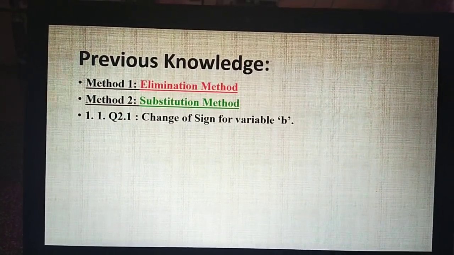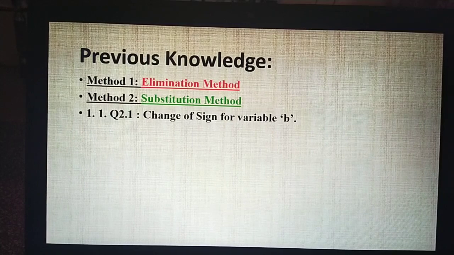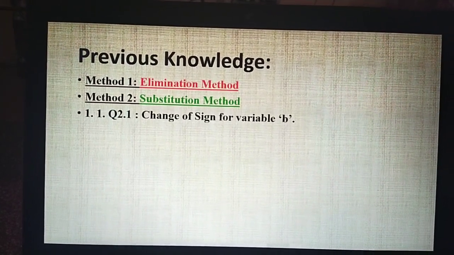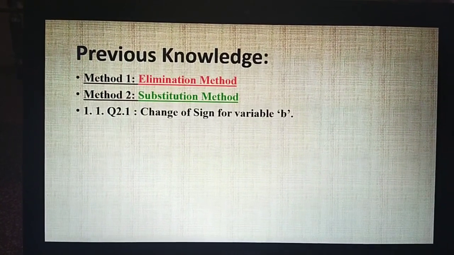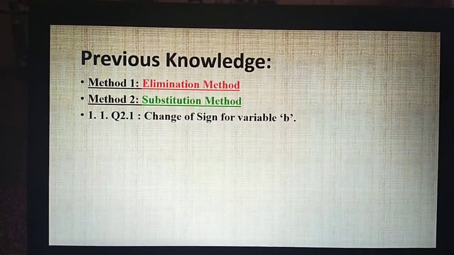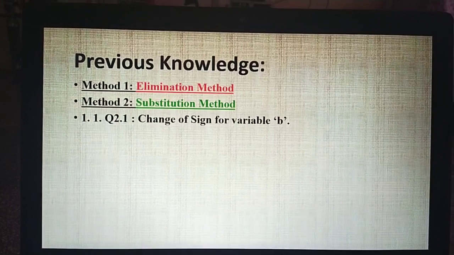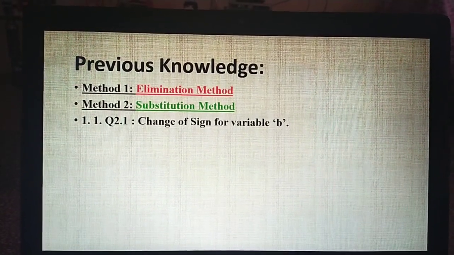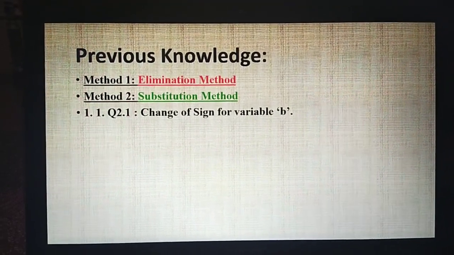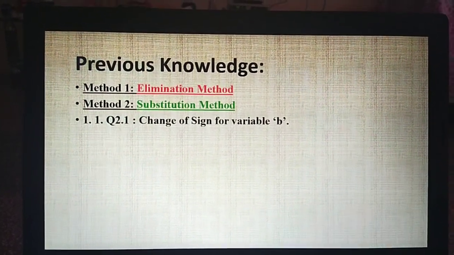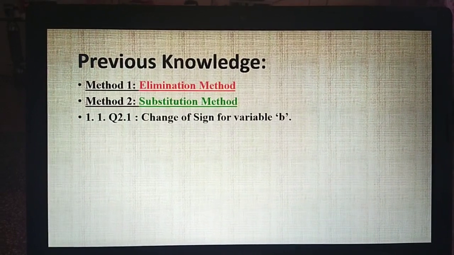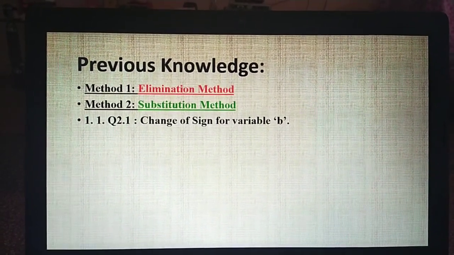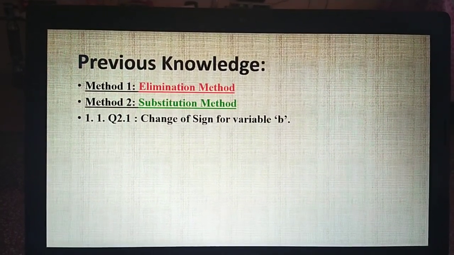So the first question of practice set 1.1, question number 2, we have done change of the signs for the variables. Means the sign was same at B. So we had plus plus, so we had converted to plus and minus. So the second equation we had converted to minus. So all the terms had changed.